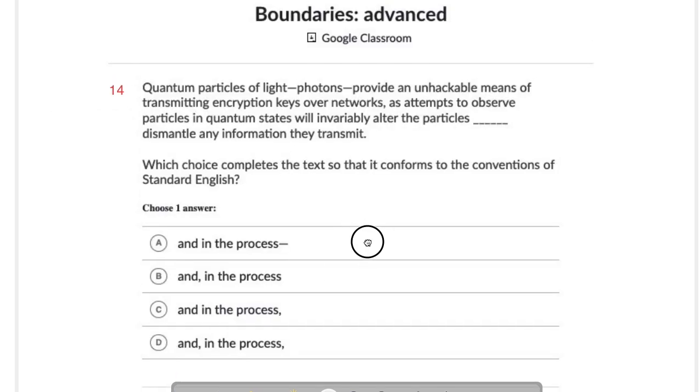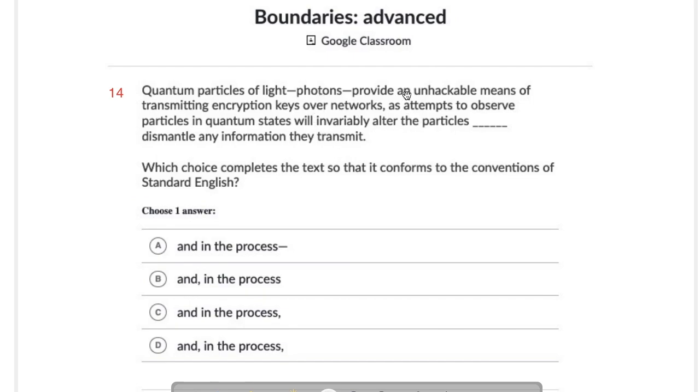14. Quantum particles of light, or photons, provide an unhackable means of transmitting encryption keys over networks, as attempts to observe particles in quantum states will inevitably alter the particles and, in the process, dismantle any information they transmit. So here, in the process is a kind of interruption.